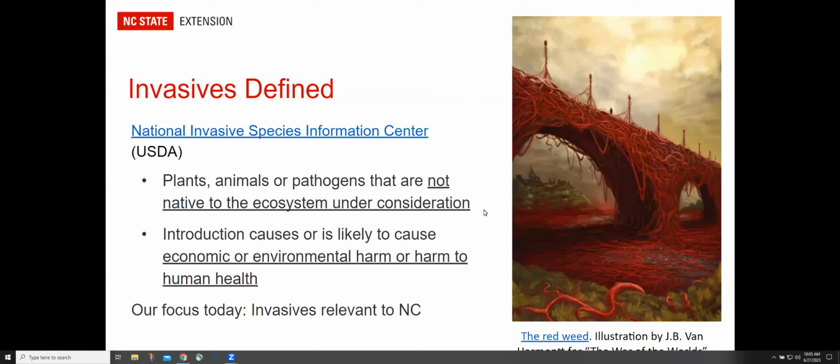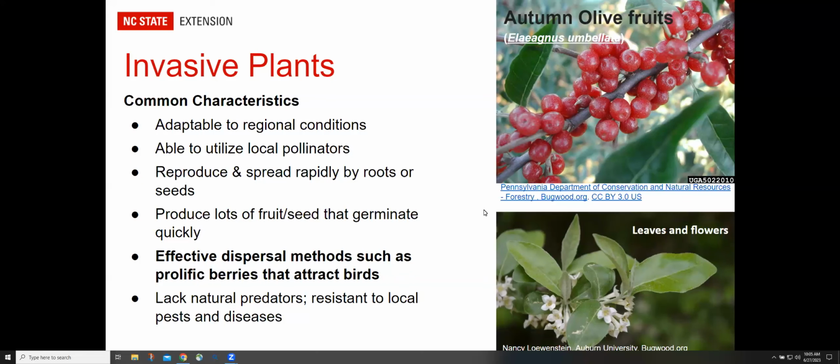So we are going to jump in and talk about invasive plants specifically to start off with. And invasive plants share some characteristics, and that's what makes them invasive. They tend to be, of course, adaptable to the region where they've been introduced, and that allows them to just take off and grow really well.